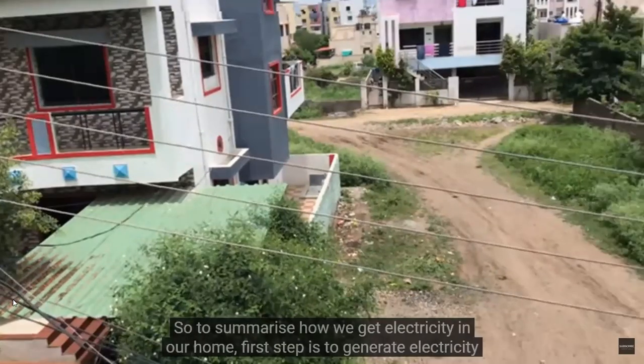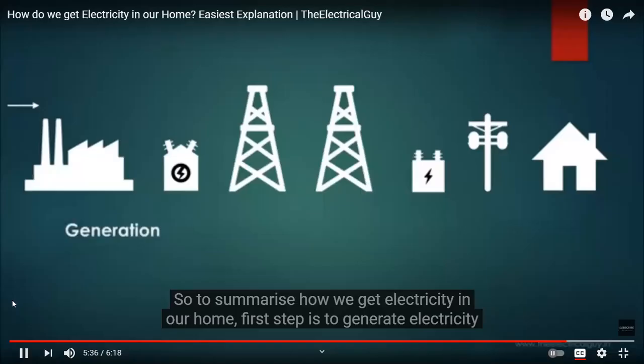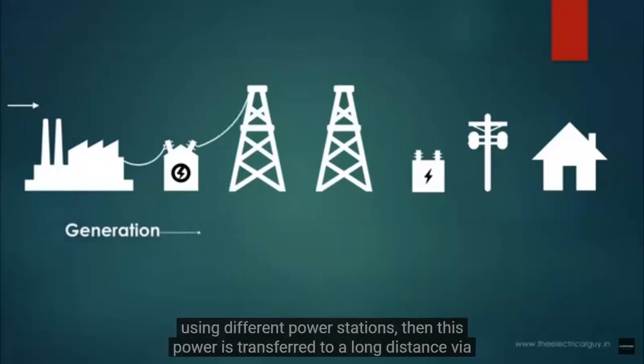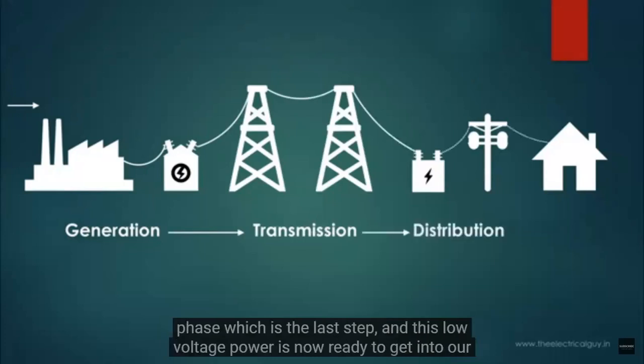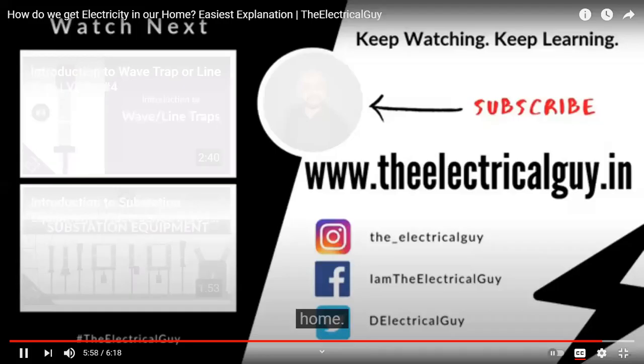So to summarize how we get electricity in our home, the first step is to generate electricity using different power stations. Then this power is transferred over a long distance via transmission lines, which is the second step. Then power is stepped down in the distribution phase, which is the last step. And this low voltage power is now ready to get into our home.